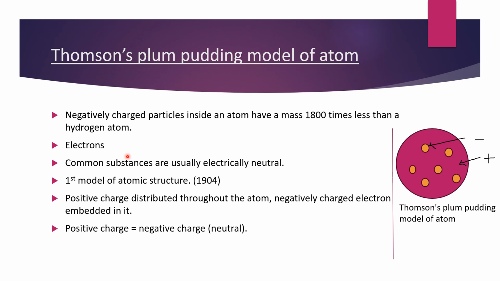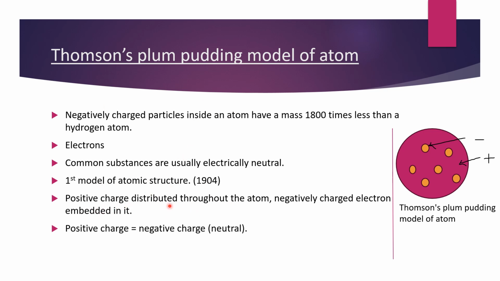Next, common substances are usually electrically neutral. Now the thing is that he found negatively charged particles, yet we are saying common substances are usually electrically neutral. To overcome this, he proposed one of the first models of atomic structure. That was the very first model of atomic structure he proposed, in 1904. Dalton's theory was proposed about 100 years before, so it took about 101 years to form a different atomic structure.